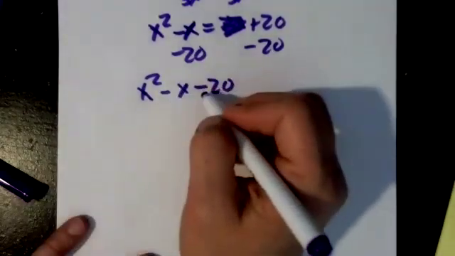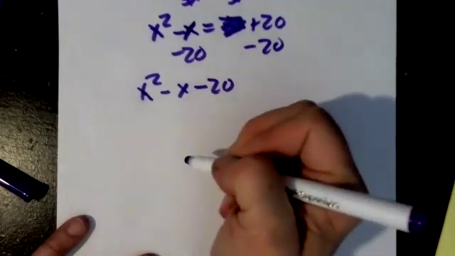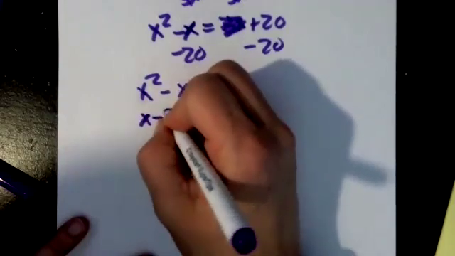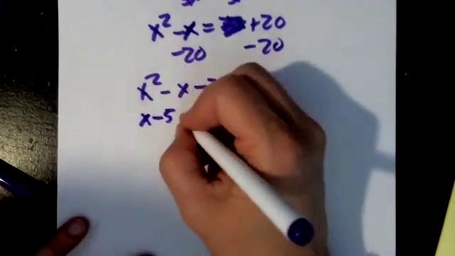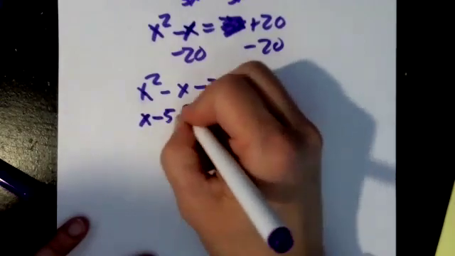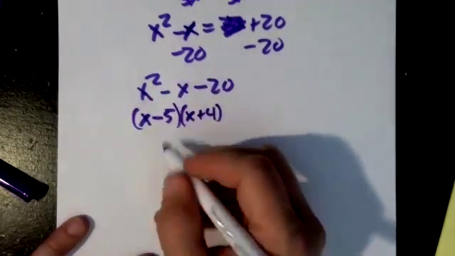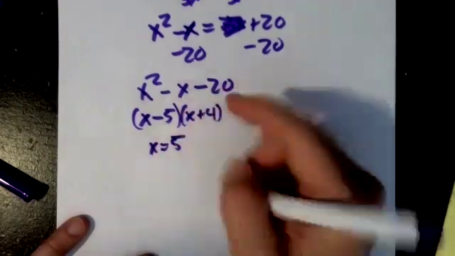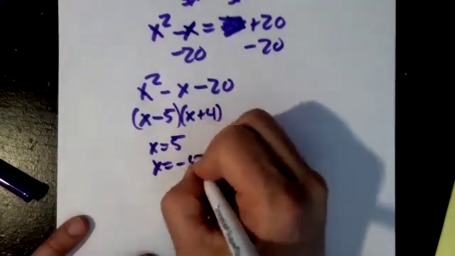I think yesterday I ended up with one of these being a positive, and that's where I made my mistake. So once I do this, I know it's going to be x minus 5, because the larger is the integer, and then x plus 4. If I set this equal to zero for the zero property rule, I know that x is equal to 5 and x is equal to negative 4.